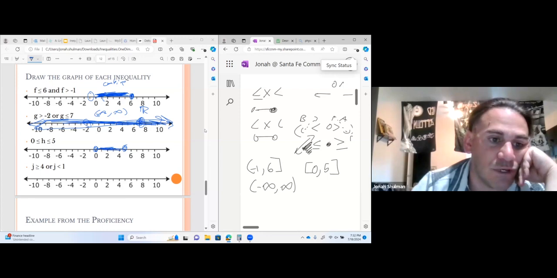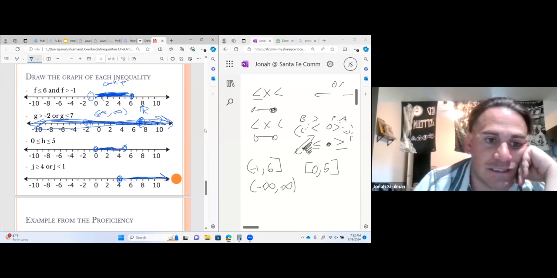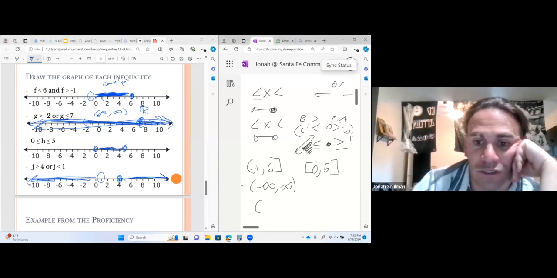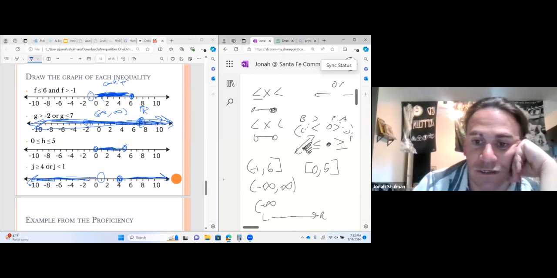Here's the last one. We got to be bigger than 4, closed circle, or less than 1, right? So here's 1. It's open circle. I'm going this way. Now, to draw this one, it's a little different. It has 2 parts, so I need 2 parts. So we always do this left to right like a book. The leftmost piece is negative infinity, and we stop at 1. Do we touch 1? No.